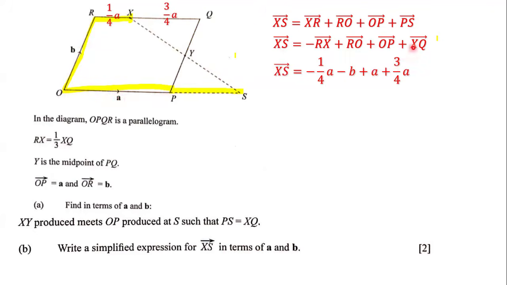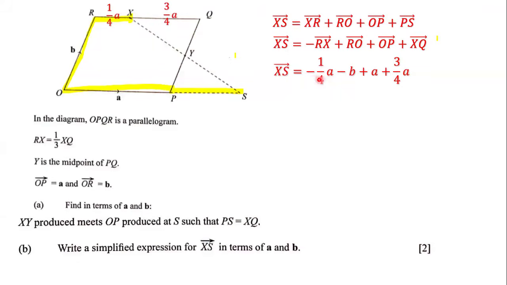And then we have XQ. What we did was we substituted PS equal to XQ, because notice that they said right there, PS is equal to XQ. So in place of PS, we put XQ. That's very important. That's a good substitution. And then what is XQ? Well, we know XQ is equal to 3 over 4A.